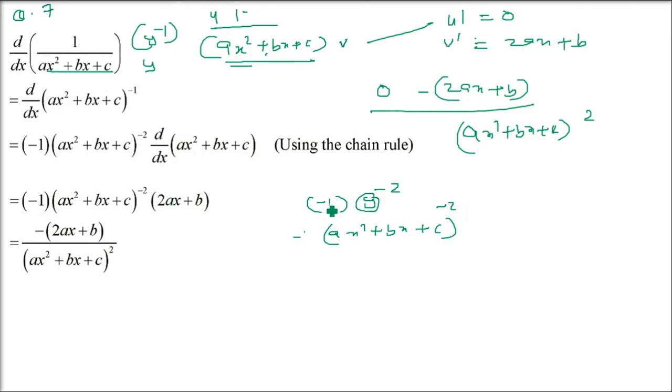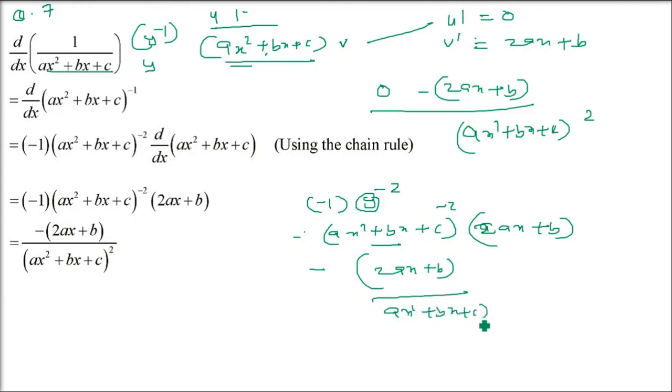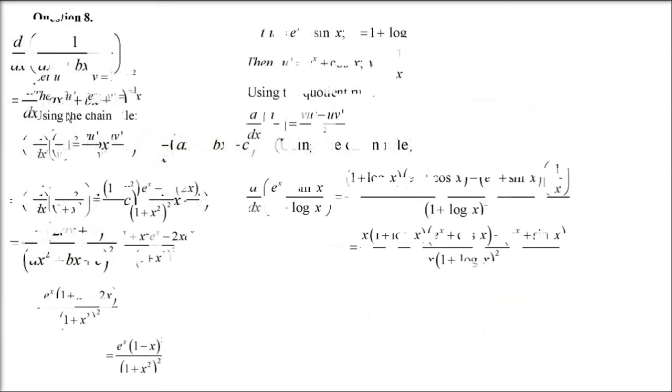Now you have to do inside also, that is you have to differentiate this term also. So what is the differentiation? We have already done v dash, so it will be 2ax plus b. Okay. But since this is y raised to minus 2, just keep 2ax plus b in the numerator, and this you have to take in the denominator. Because raised to minus 2, it goes to the denominator, it becomes raised to 2: (ax² plus bx plus c) whole squared. These answers are exactly the same. So there are 2 methods to do it.